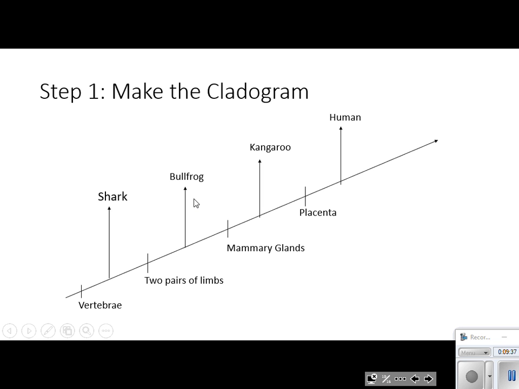Now, if I would ask you this, based on the cladogram, what's the difference between the bullfrog and the kangaroo? What would you tell me? The bullfrog does not have mammary glands. The kangaroo does. So are we all right with reading that one? Okay, good.